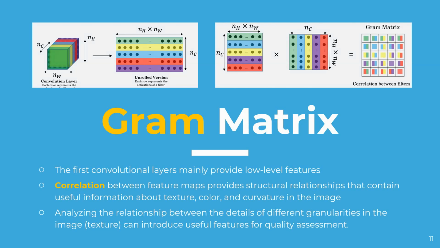But what does this gram matrix show? Actually, it shows the correlation between feature maps and provides structural relationships that include useful information about texture, color, and curvature in the image. And that is the heart of our method.